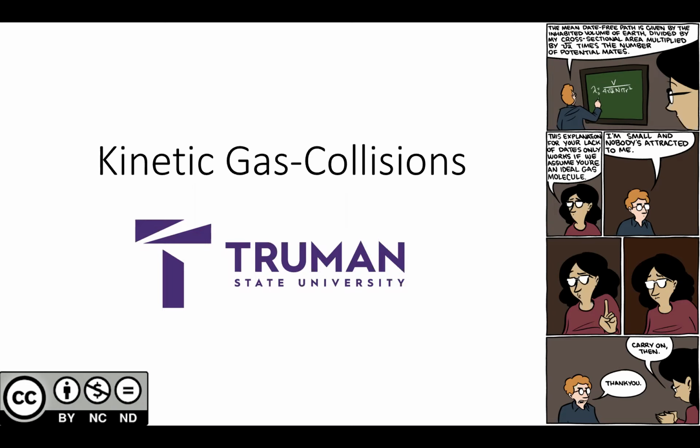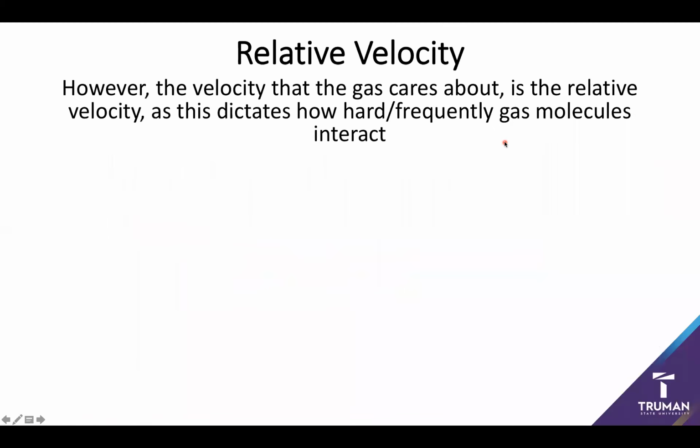So this can be useful if I'm trying to, say, determine the pressure of a gas, but it's slightly more complex if I'm trying to look at how the gases interact with themselves. So for this, what I really want to care about is relative velocity. This is going to give me a lot more information about how gases interact with each other.